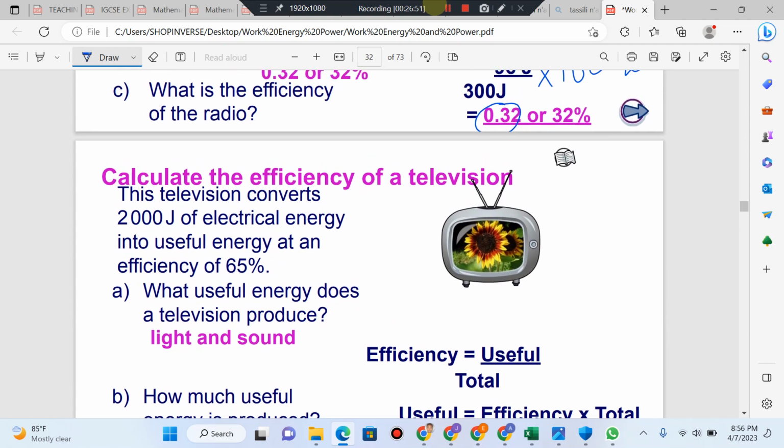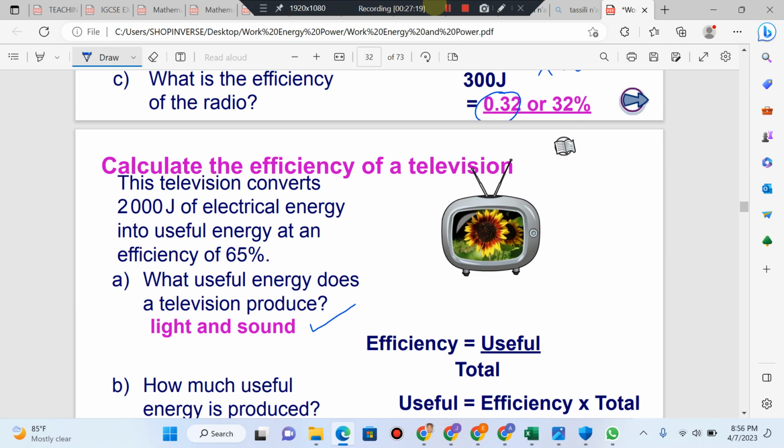The third example is your television. I would like you to solve this question yourself. This television converts 2000 joules of electrical energy into useful energy at an efficiency of 65%. What useful energy does the television produce? Of course, the television produces light and sound energy.